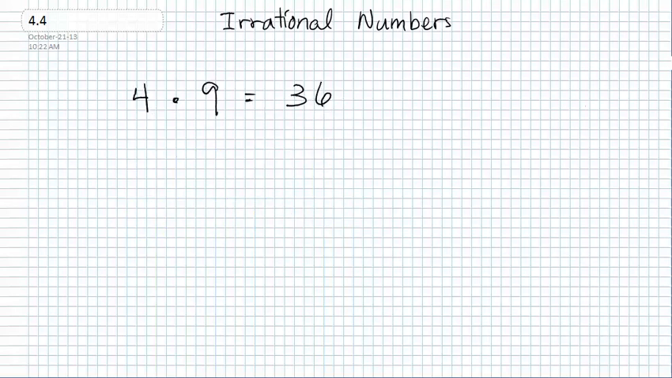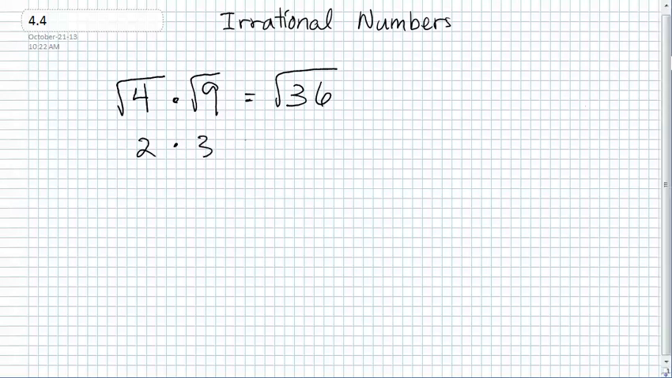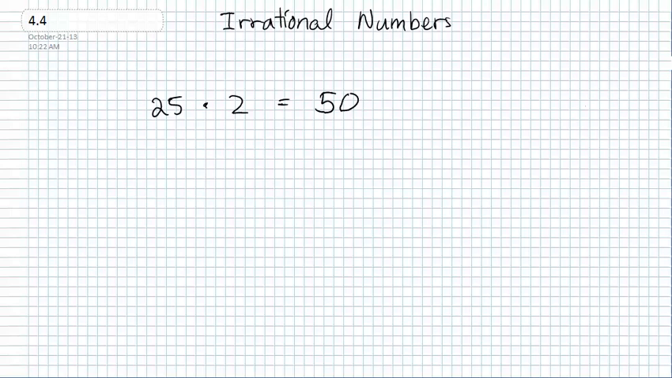4 times 9 is 36, which means that root 4 times root 9 is also equal to root 36. But these are all perfect squares. In other words, this is 2 times 3 equals 6, because root 4 is 2, root 9 is 3, and root 36 is 6. So it works for that as well. Okay, now we're getting on to something here. How about this one? 25 times 2 is equal to 50, which means root 25 times root 2 is root 50, but one of these is a perfect square. That is this one here. Root 25 is 5.